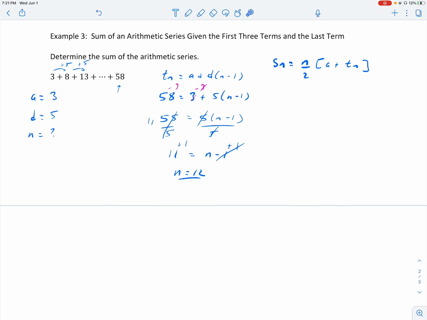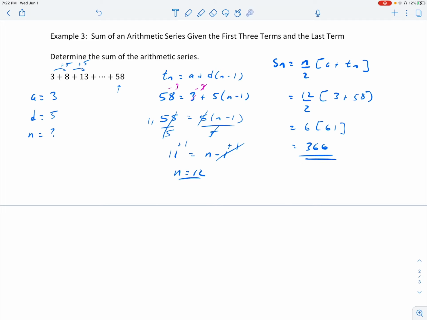I'm going to use the simplest one. That is n over 2 times the sum of the first and last term. So n over 2, we're going to have 12 over 2. My first term is 3. The last term is 58. That's 6 times 61. So that's going to be 366.